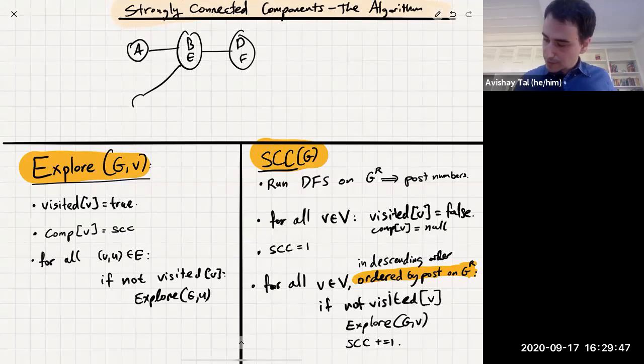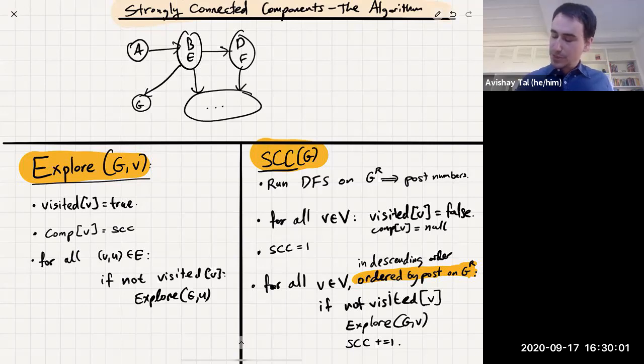Right, so I guess maybe I'm mistaking the names of the vertices. This is the graph that we had. So we start by picking the one with the highest post number. Maybe we're picking a vertex from here. We explore this entire connected component. We reveal this strongly connected component. Now we pick the next one with the highest post number according to the reverse graph. This will be maybe this guy. We reveal it, and so on and so forth.